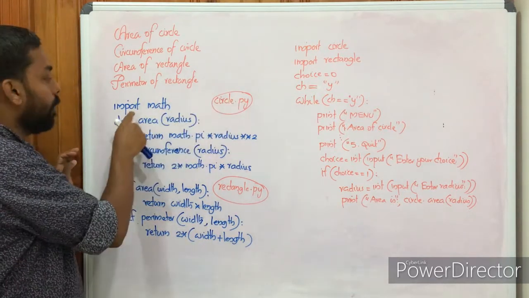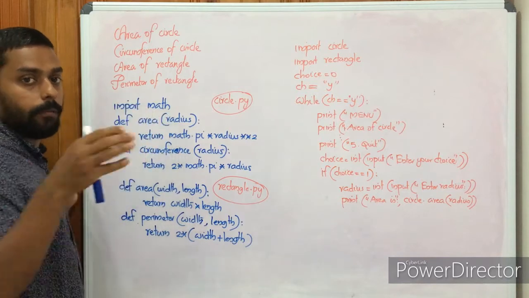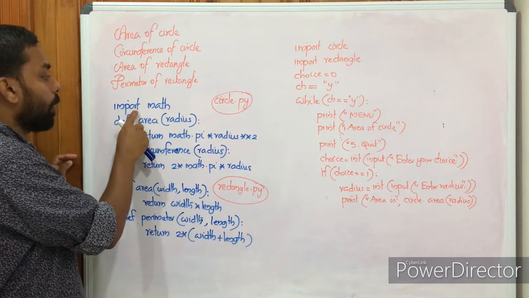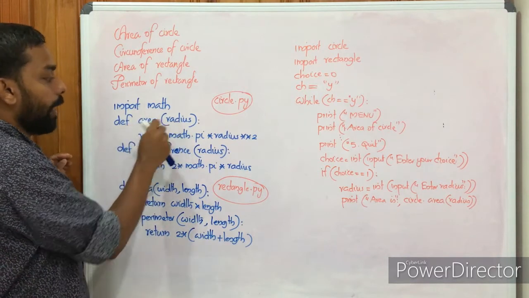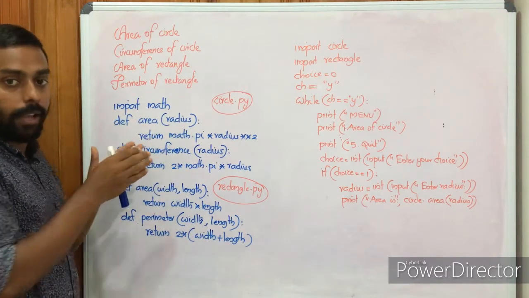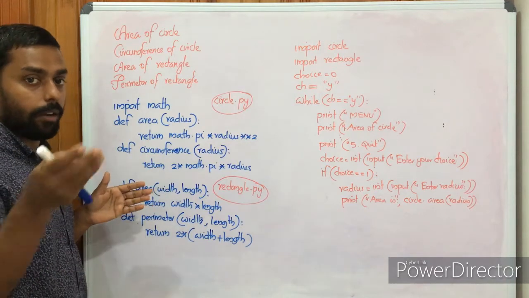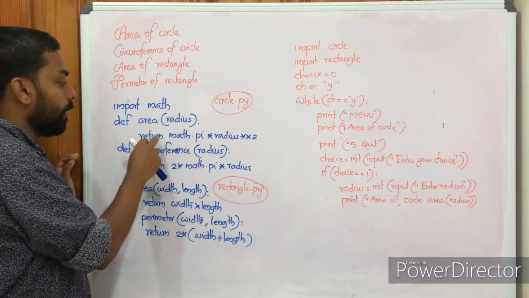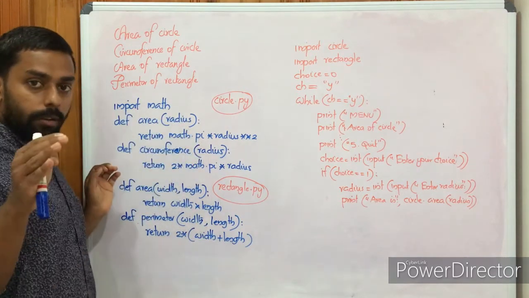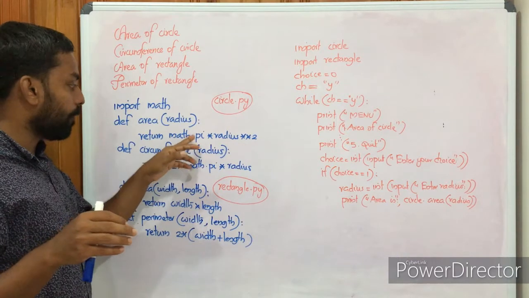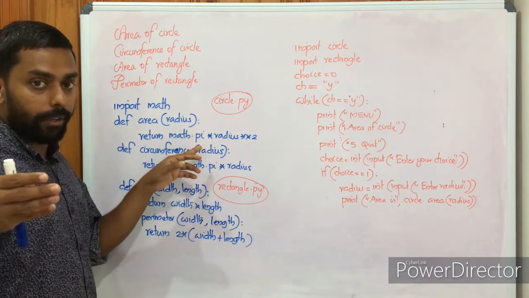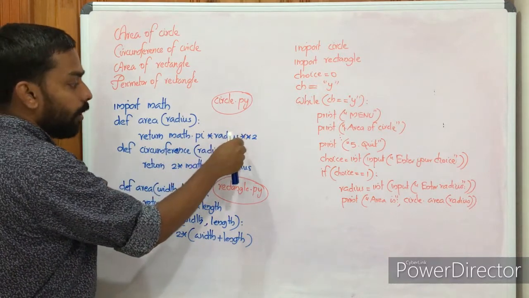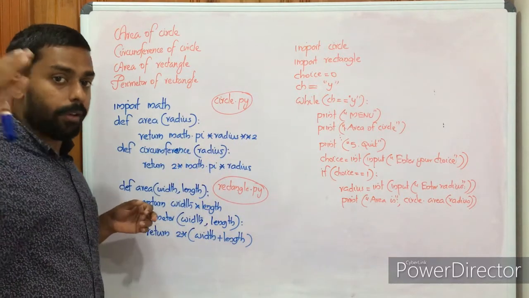For circle.py we have imported math because we may be using some mathematical functions. So we import math. Then def area(radius), it's for finding the area of a circle, so it must take radius as a parameter. Return math.pi into radius into 2. Now it's clear, we have imported math for using pi. Pi is a constant available in the math module. So math.pi into radius raised to 2.